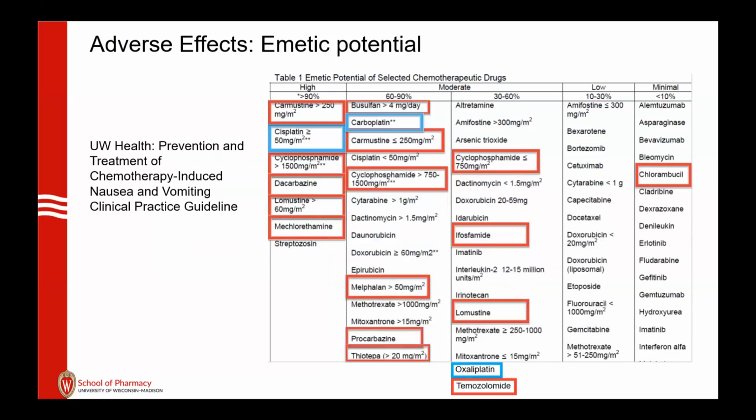All right, moving on to emetic potential. So here you can see all but one of the high emetic potential drugs is an alkylating agent or a platinating agent. Most of the 16 to 90% high moderate drugs are also this. And so CINV prevention and treatment is very important.